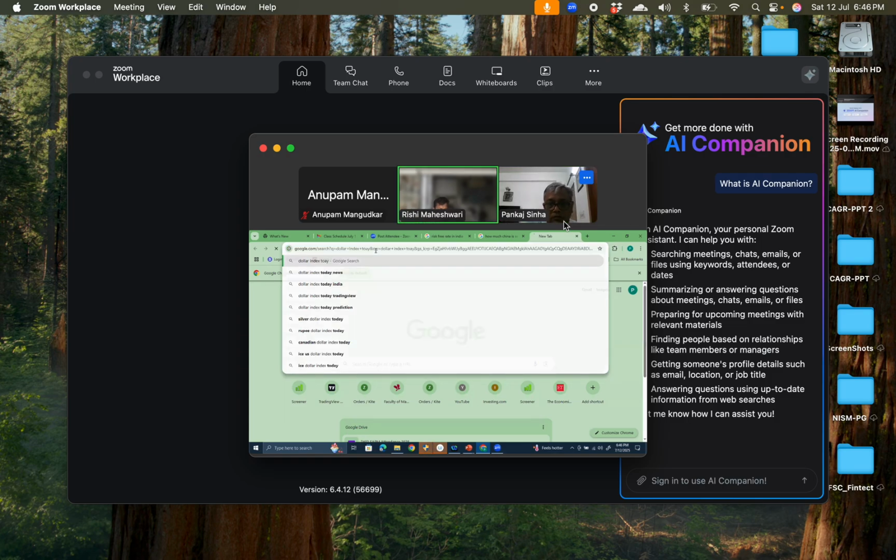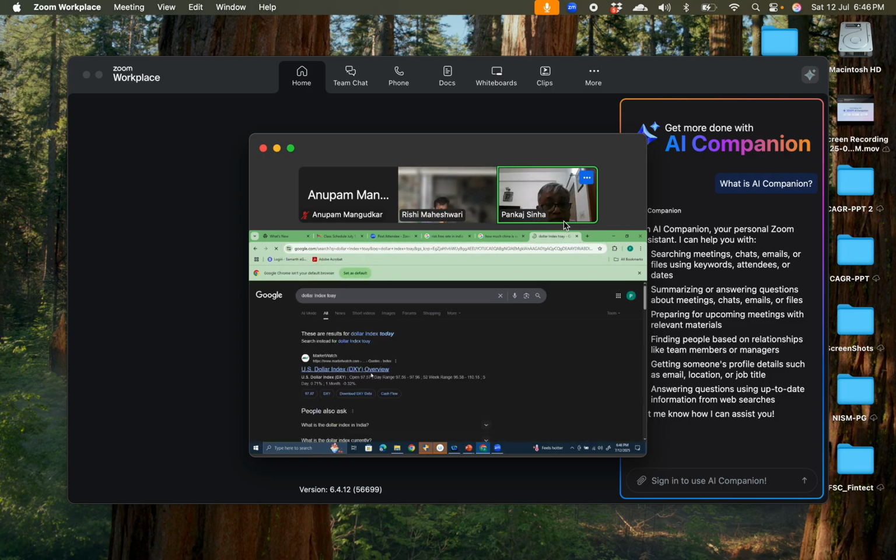Today it is less than 98. It means the US dollar has depreciated 2% vis-a-vis these currencies. There is a basket of currencies, a portfolio. Against this portfolio, what is the increase in the dollar and what is the decrease in the dollar?